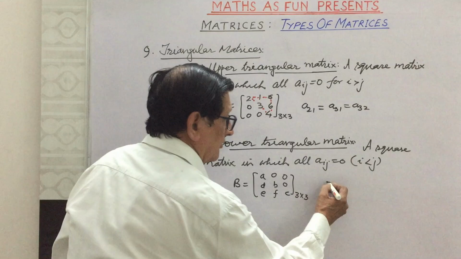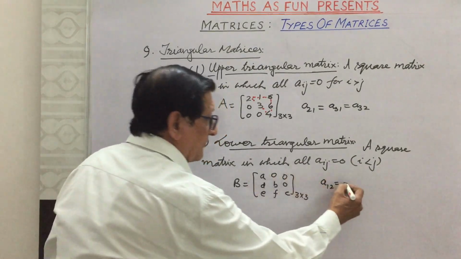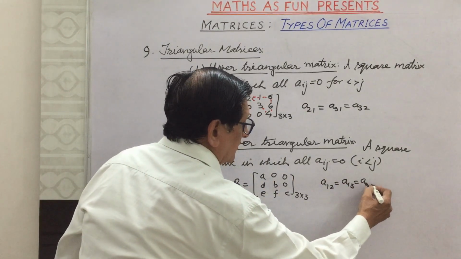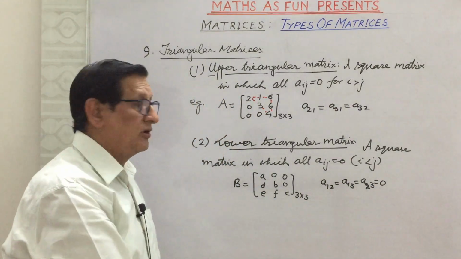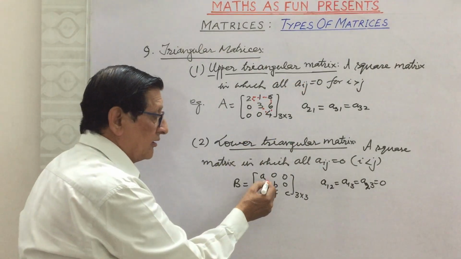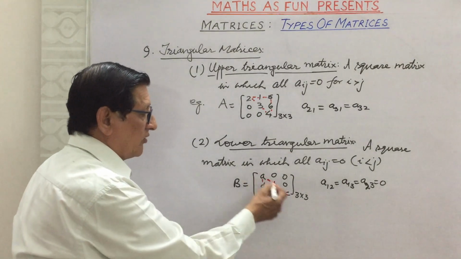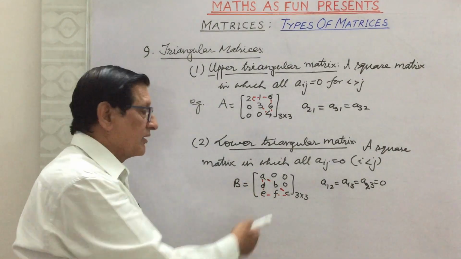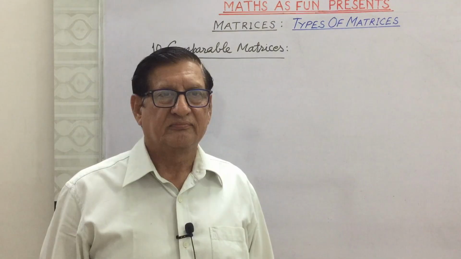We can see here A12 is the same as A13 is the same as A23. These all elements are 0 each. And the reason for calling it lower triangular matrix is similar to that. That is, here with the diagonal, we see the lower elements are forming a triangle. That's why we call it lower triangular matrix, and all the elements above this diagonal are 0 each.